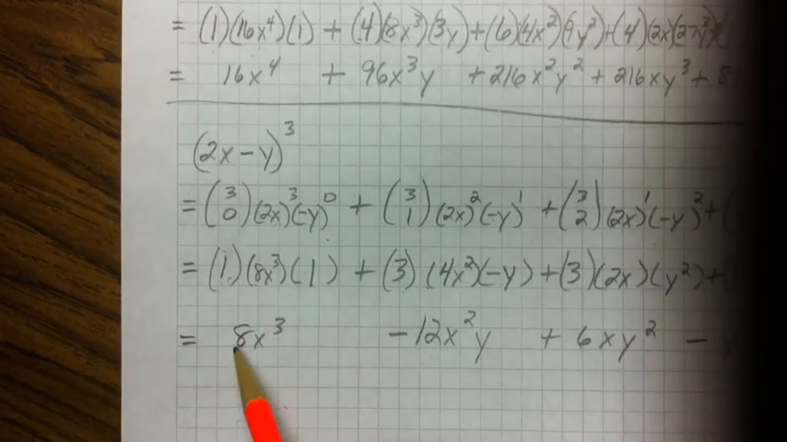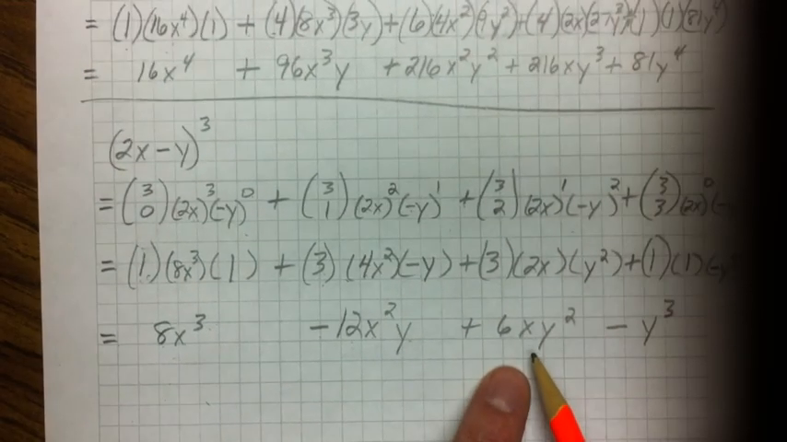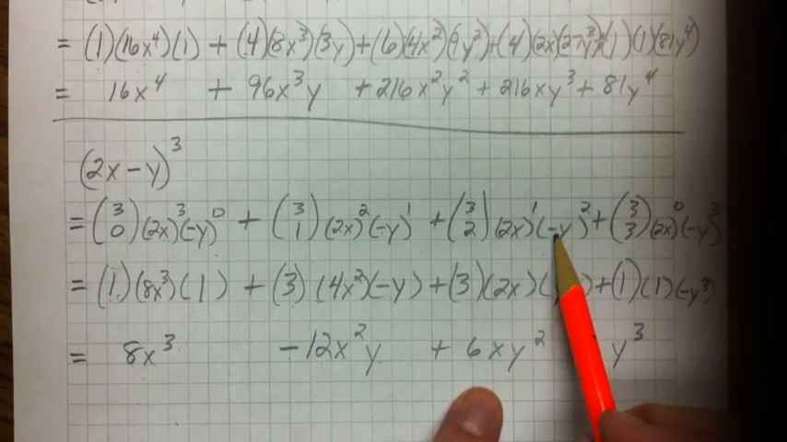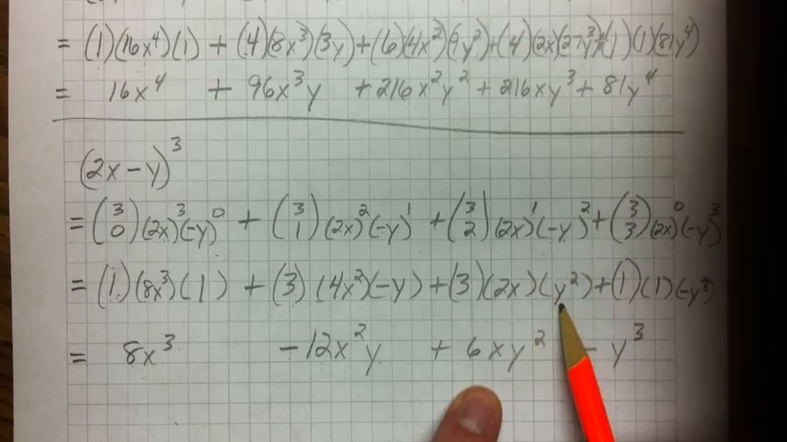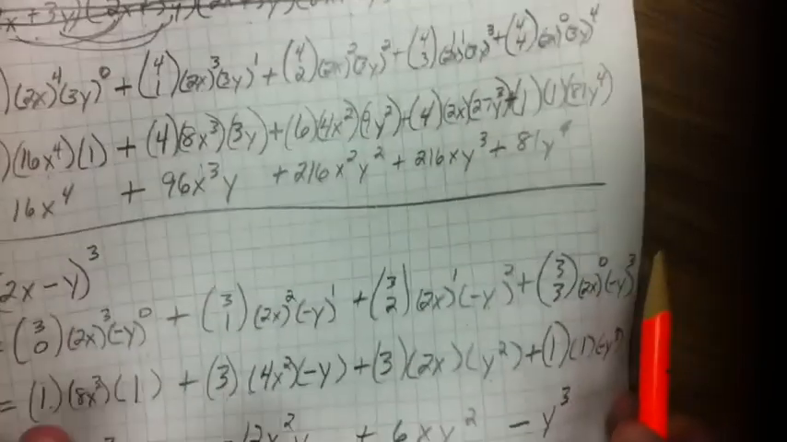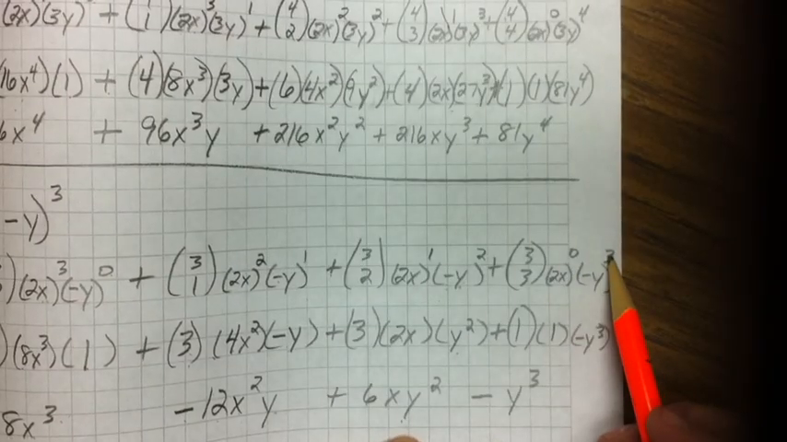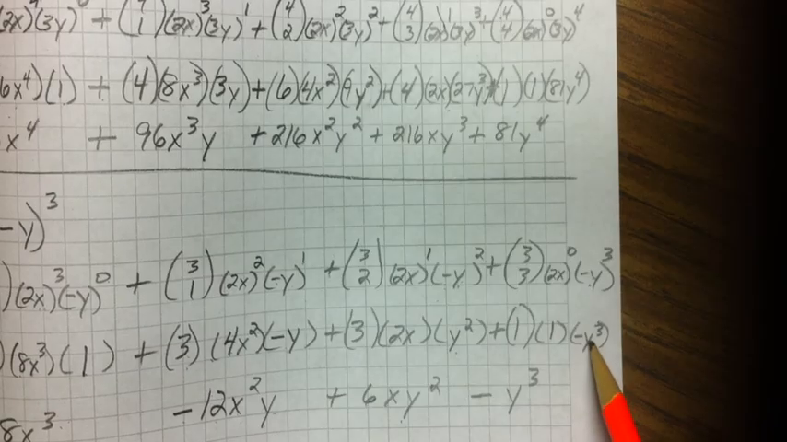1 times 8 times 1, that's going to be 8x cubed, and it's positive. Then we jump to negative. 3 times 4x squared times negative y gives us negative 12x squared y. And now back to positive because negative y, when we square it, that's negative y times another negative y, gives us a positive y squared. Multiply it out gives us a positive 6xy squared. And finally, negative y cubed, I'm off the screen here, negative y cubed is negative y times negative y times negative y, which ends up being negative y cubed. Multiplied out gives us minus y cubed.